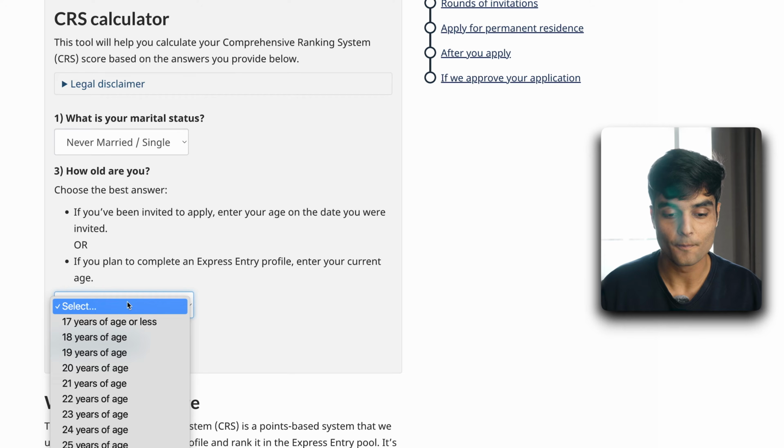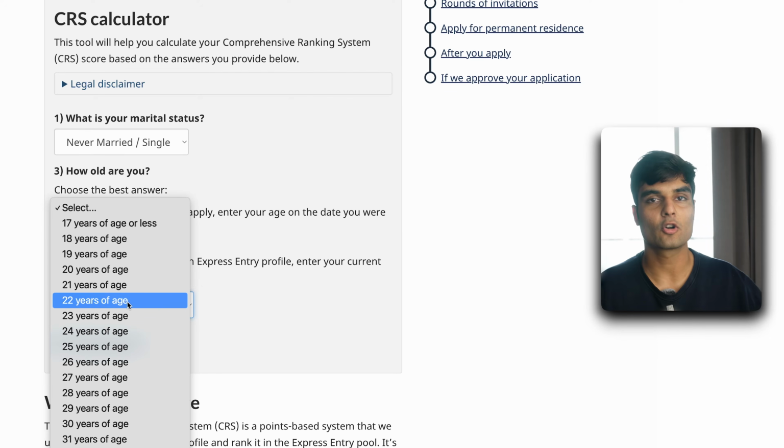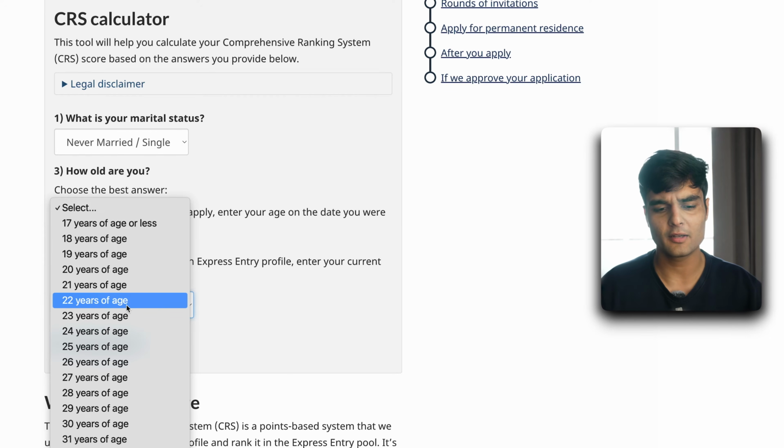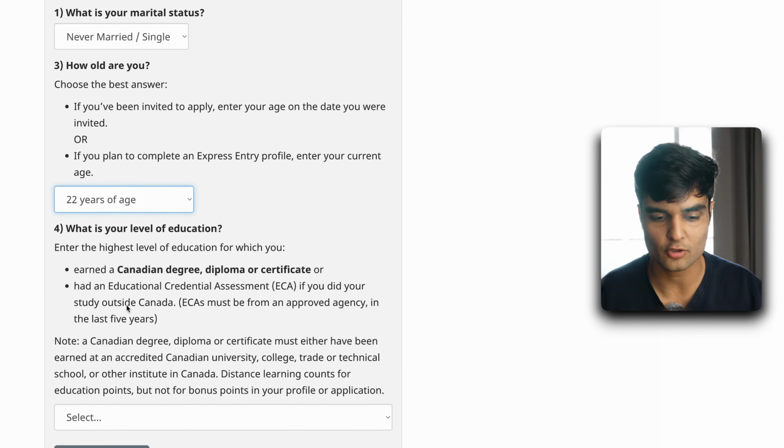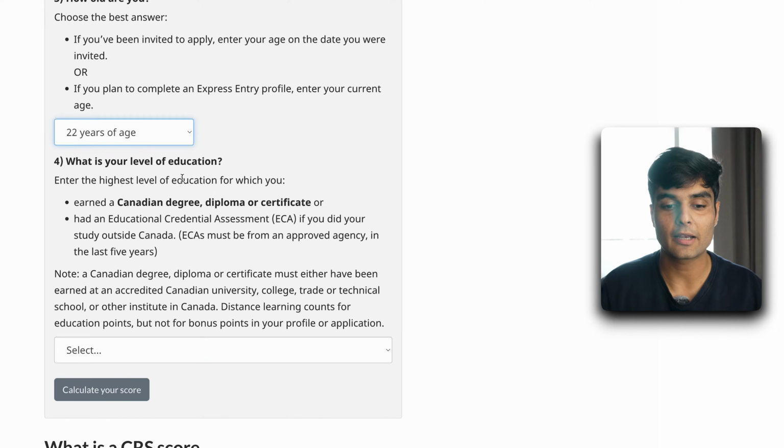How old are you? At the time of your profile, when you would have got your work experience, you will be around 22 or 23 years of age, so that is what we are going to put. If your work permit has just started or if you're still on a study permit, please do not put your age right now. Put it 1 to 2 years later. Then, what is your level of education?